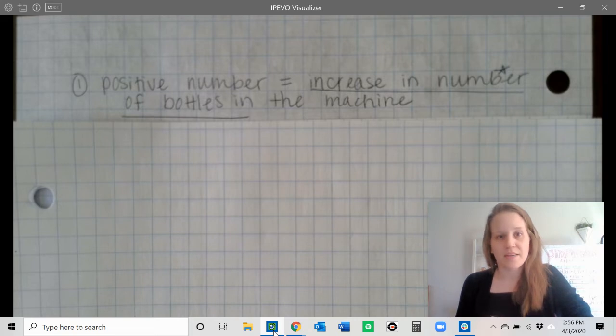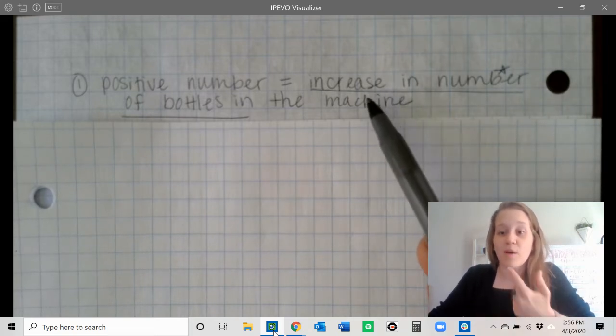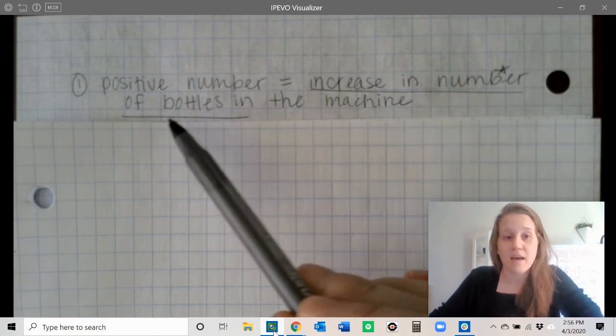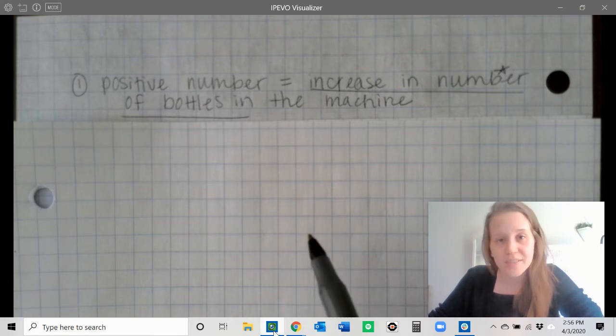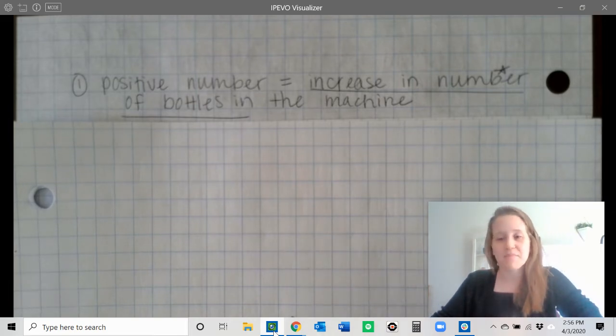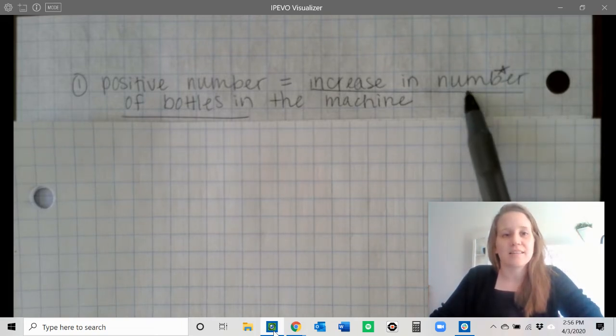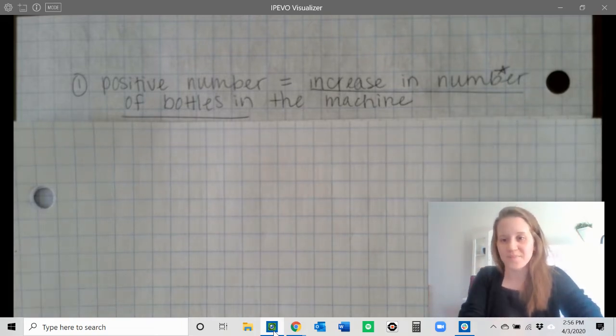If you just wrote positive is increase, go ahead and add in increase of what? An increase in the number of bottles. It's not an increase in the number of people who visited the machine. It may or may not be an increase of how many quarters are in the machine. It is an increase in the number of bottles in the machine.